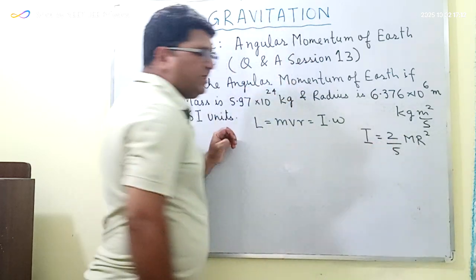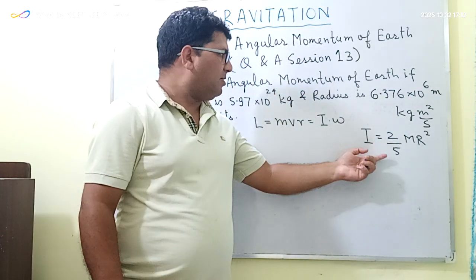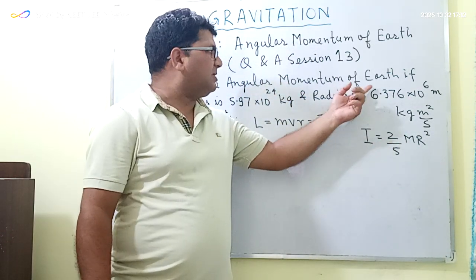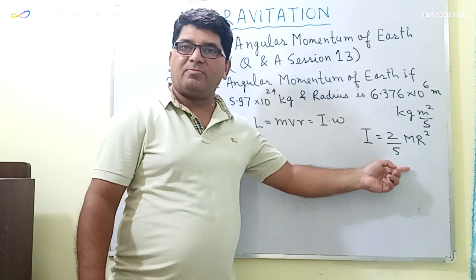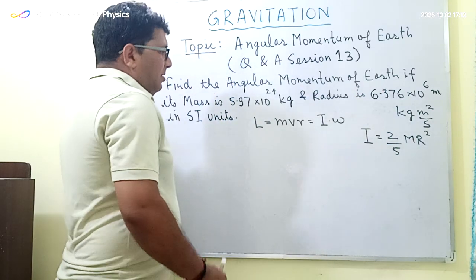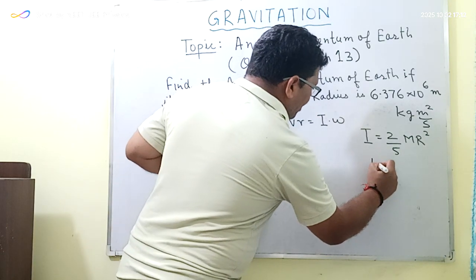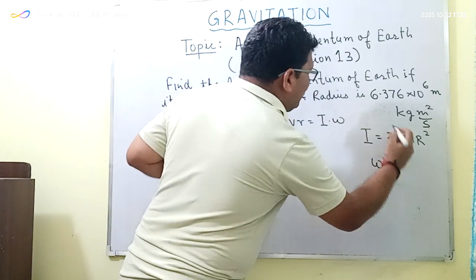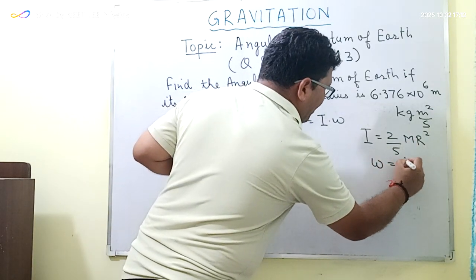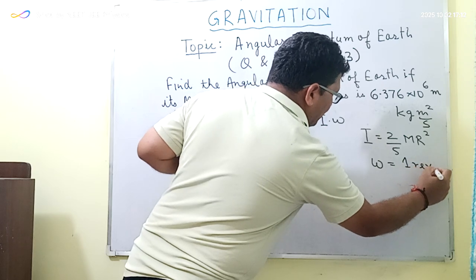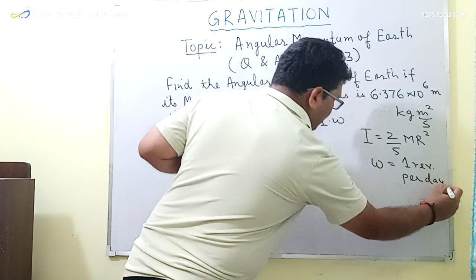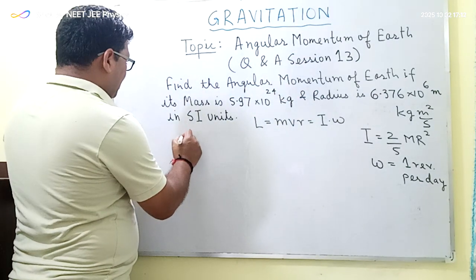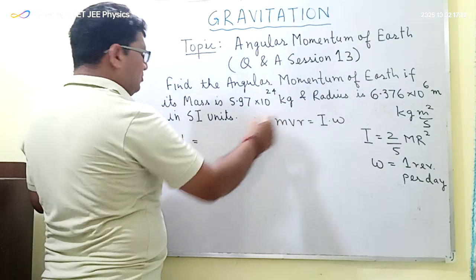This moment of inertia is for a solid sphere about any diameter, and since the Earth is a solid sphere, the moment of inertia of the Earth will be given by this formula. Omega is the angular velocity, and the angular velocity of the Earth is 1 revolution per day. So the angular momentum of the Earth is equal to I into omega.